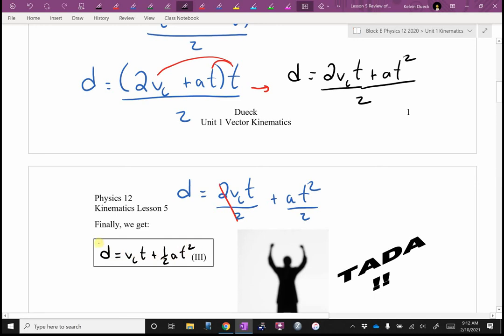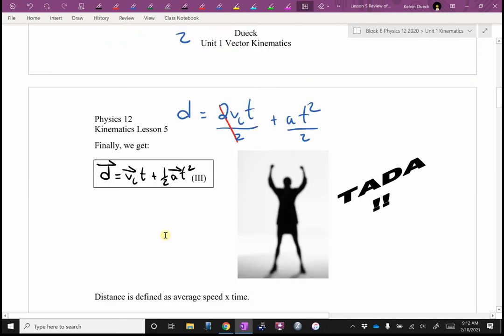And now I can say that D is a vector, displacement, V is a vector, A is a vector. Ta-da! Emily's awake now. Okay. And you remember that one from last year, and I've referred to it already a couple of times this year, just a little bit anyhow. D equals VIT plus a half AT squared.